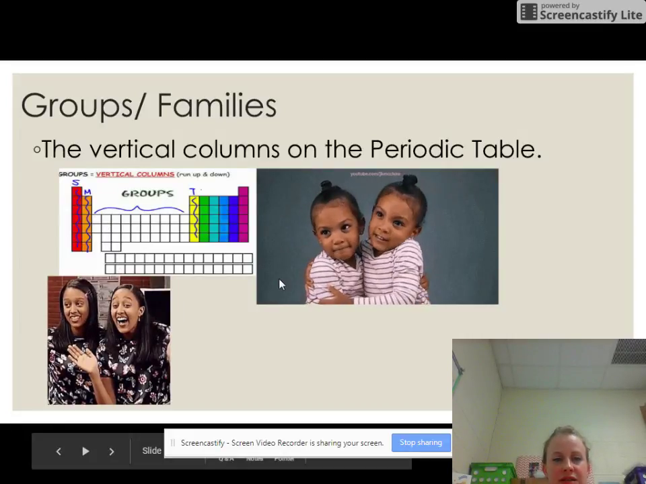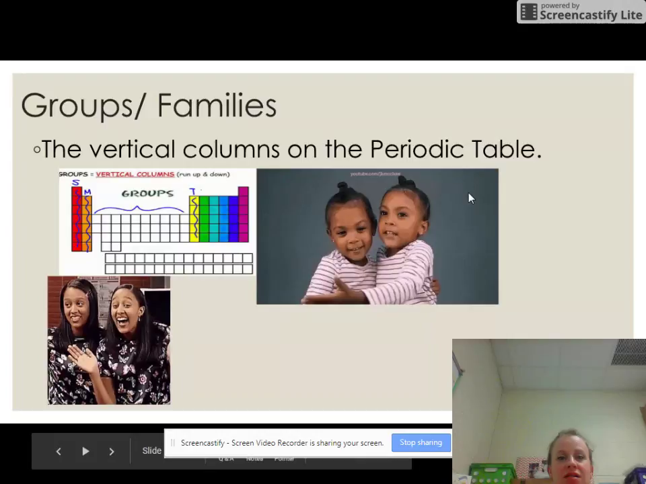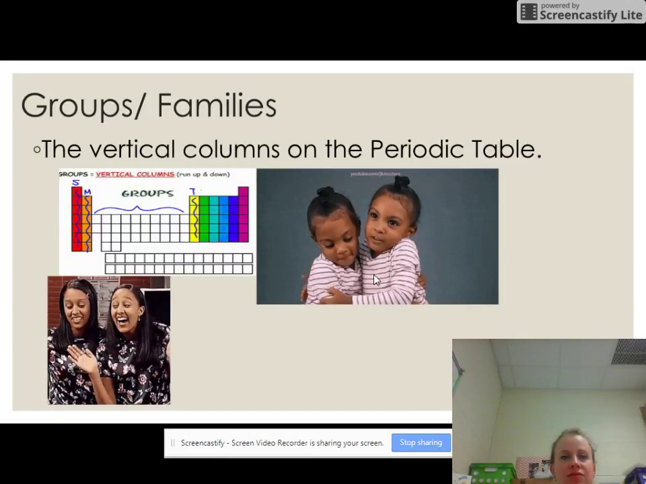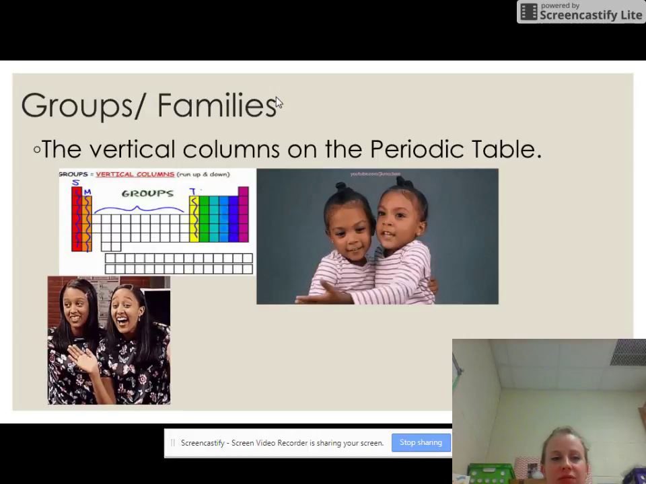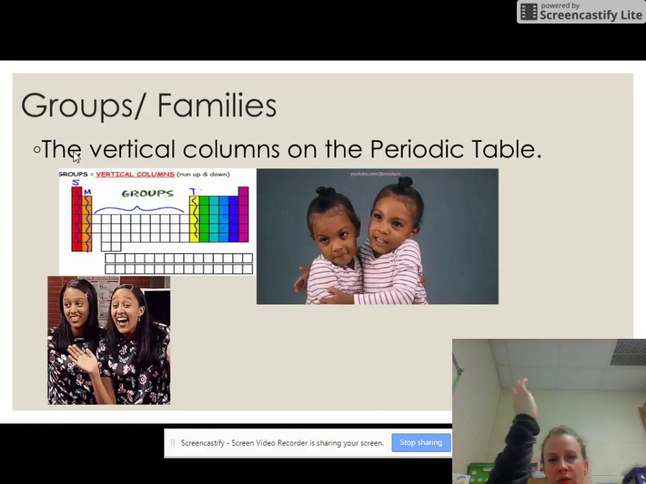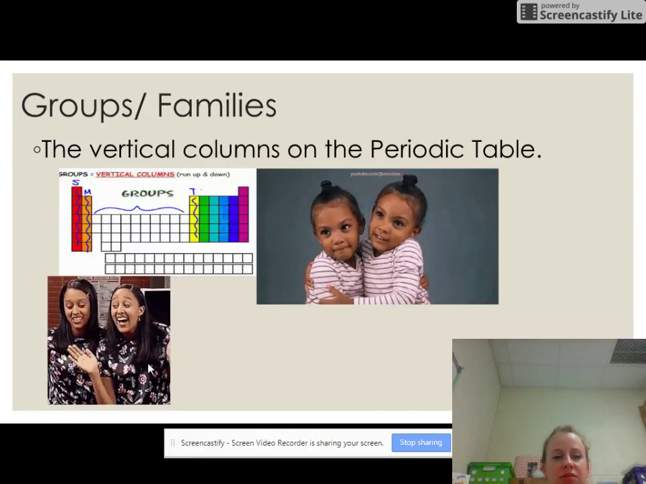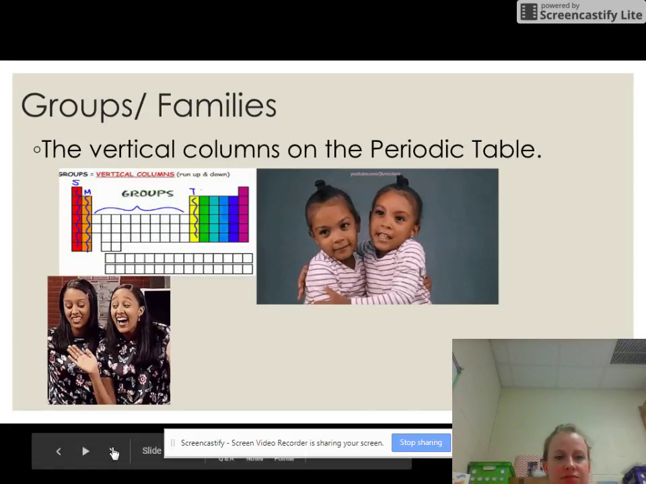Whereas groups or families, think about just like these pictures of these twins, they're alike. Just like you have things in common with people in your group of people you hang out with or your family, the vertical or the Y, the columns in the periodic table, they have similar properties.